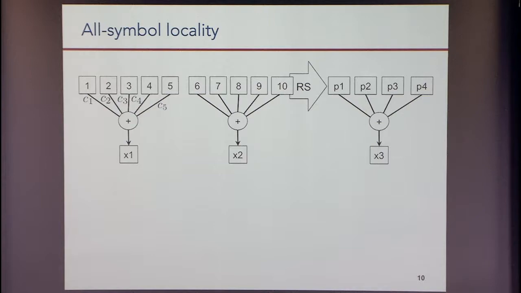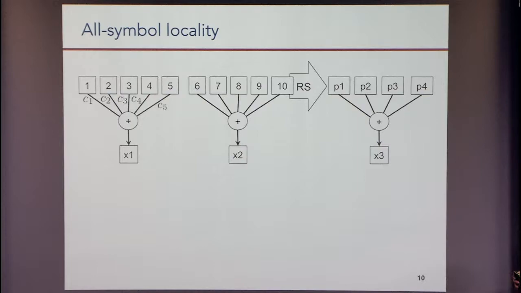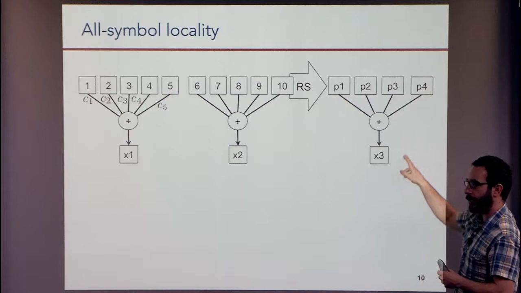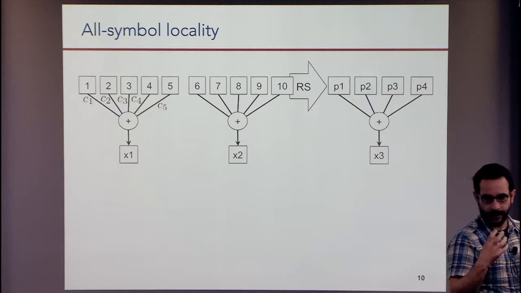I think the state of the art is the Tamo and Barg result, which does it with polynomial field size, linear field size. Okay, all-symbol locality. So how do we get all-symbol locality? We need to add exactly what you said. So we add parity on the parities like this. And the power we have here, of course, is we choose these coefficients that are forming these linear equations. And depending on how we choose them, that's sort of the non-trivial part of this.